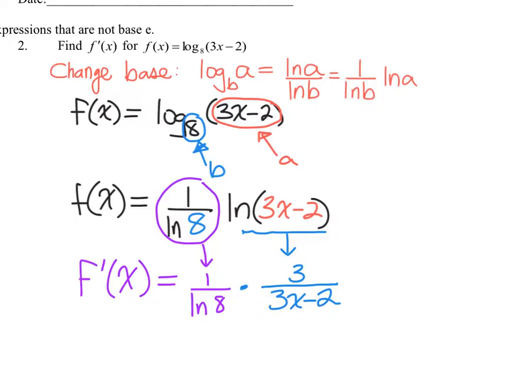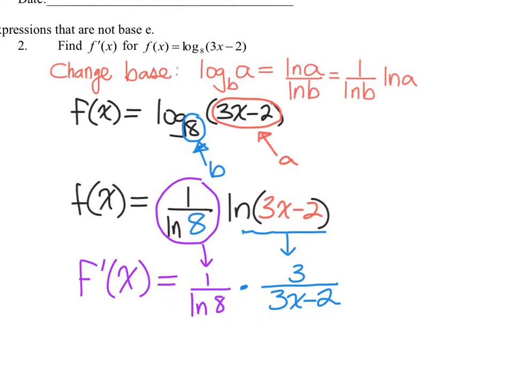So if a question said something like, find the derivative of ln of x squared minus 4, I could think of that as log base e of x squared minus 4 and use the same process. I'd find the derivative of this, so that would be 2x over x squared minus 4, and then I'd multiply by 1 over the natural log of the base. But 1 over the natural log of the base is going to cancel out to 1 anyway. So all you're left with is this.